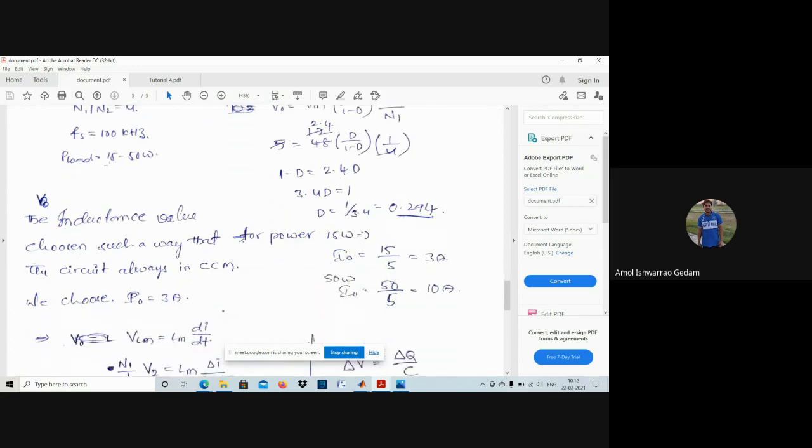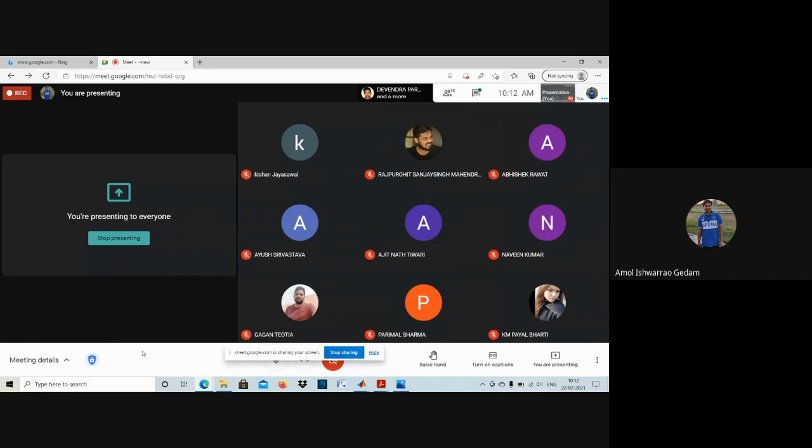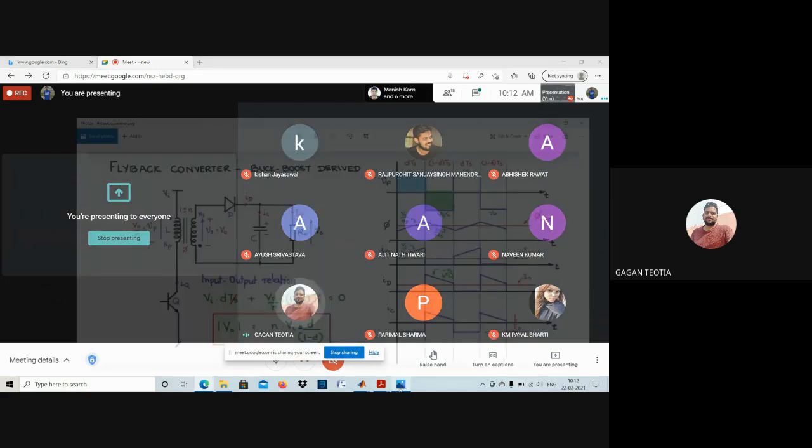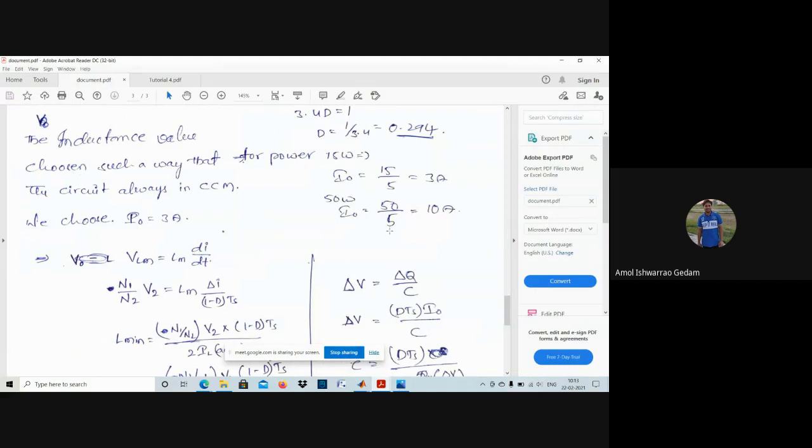Now, in order to determine the inductance value, we will take power is equal to 15 watt. Why are we taking 15 watt? Can anybody tell? Because we have two powers, 15 watt and 50 watt. So why are we taking 15 watt? To get the minimum value of inductance, I think.